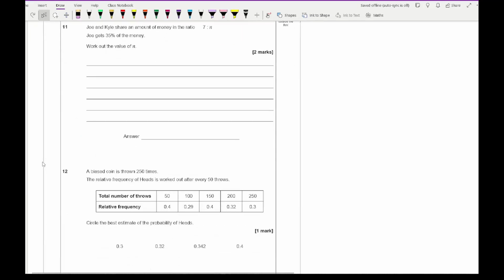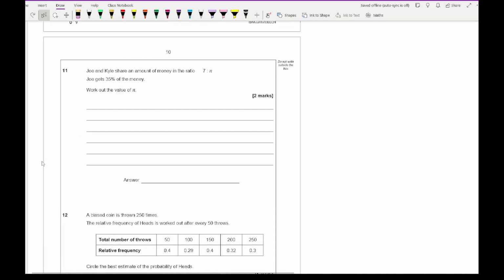Now looking at question 11, it says that Joe and Kyle share an amount of money in the ratio of 7 to n, and Joe gets 35% of the money. This one is relatively simple, if you can write down and start the question correctly, which I clearly have not done. So here we've got Joe and Kyle, and it's 7 to n. Now it says that Joe gets 35%, which means Kyle must get 65%. If I then simplify this ratio of 35 to 65, we're going to get 7 to 13. So therefore n must equal 13.